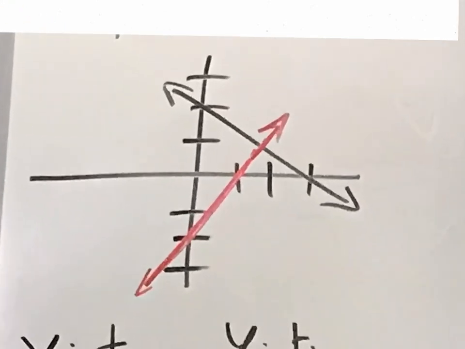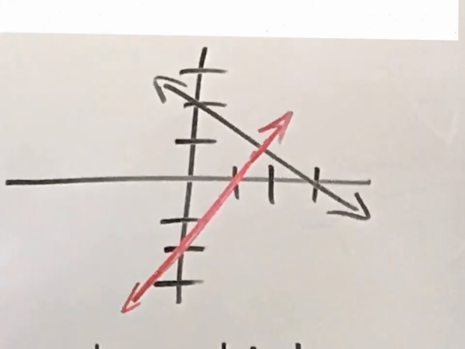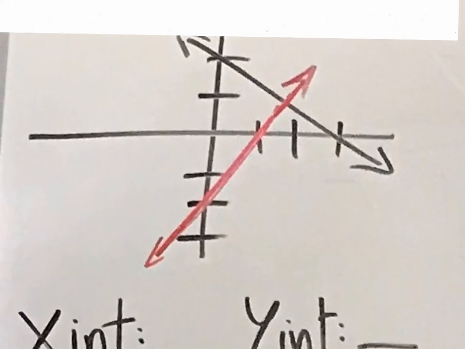So how about for the black line? What's the x-intercept? Where does it cross the x-axis? At 3. How about the y-intercept? 2. It's like 3 points, right? How about the red line? What's the x-intercept? The x-intercept is 1. The y-intercept is -2.